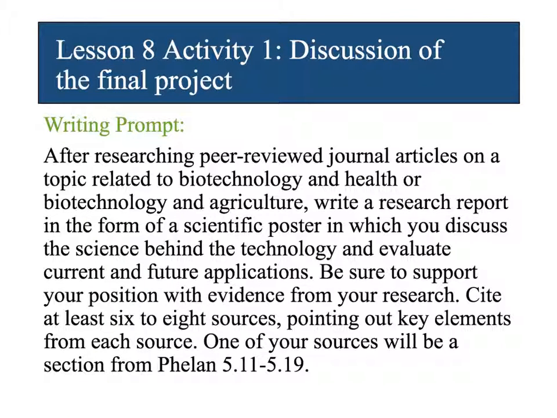As they research, they're going to be thinking about the following writing prompt. So, after researching peer-reviewed journal articles on a topic related to biotechnology and health or biotechnology and agriculture, write a research report in the form of a scientific poster in which you discuss the science behind the technology and evaluate current and future applications. Be sure to support your position with evidence from your research. Cite at least 6 to 8 sources, pointing out key elements from each source, and one of your sources will be a section from Phelan 5.11 to 5.19.